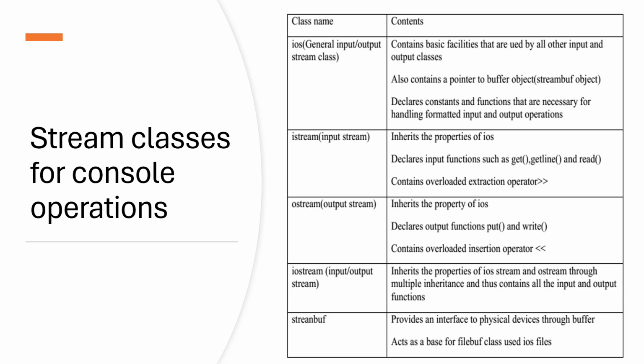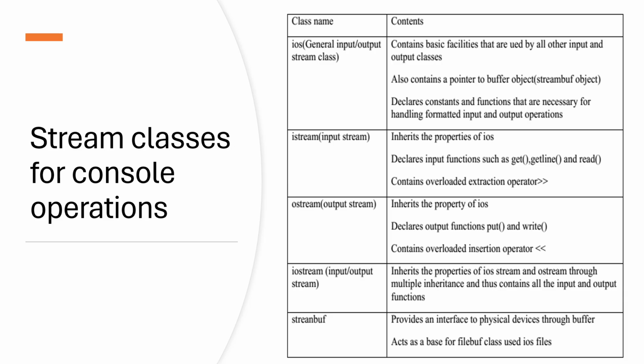Then ostream, the output stream. This inherits the properties, just as the input stream inherits IOS. Here the output stream also inherits the properties of IOS. Here the output functions will be put and write. Here it will be overloading the insertion operator. By using this insertion operator with cout, we are going to print the output.